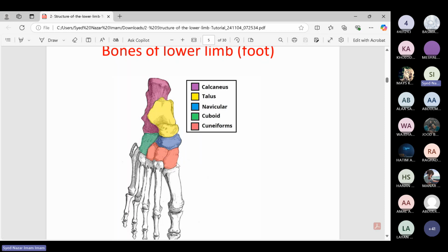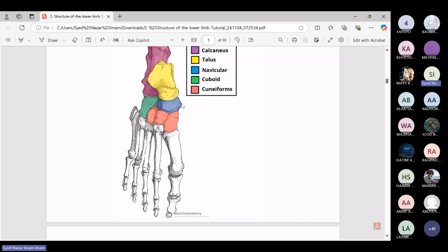Then these are the tarsal, and then we have the metatarsal and the phalanges. Not very difficult, but just to identify these, so very important.